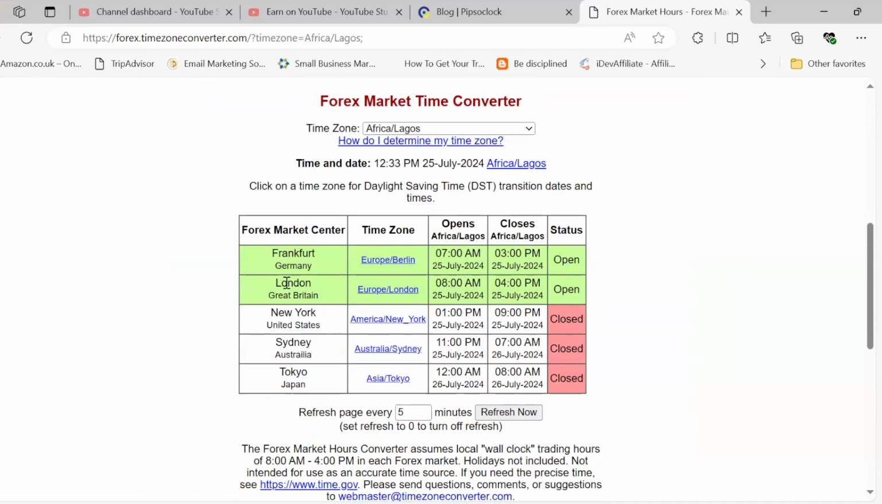For instance, now we are looking at 2 market sessions open, Frankfurt, Germany, and London, Britain. These are the Europe, Berlin zone, and Europe, London zone. So see the opening time for Frankfurt, 7 a.m. and opening time for London is 8 a.m. And Frankfurt will close at 3 p.m. while London closes at 4 p.m. Nigeria time. This one now is Nigeria time.